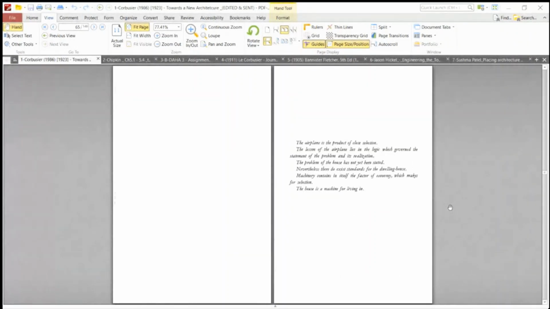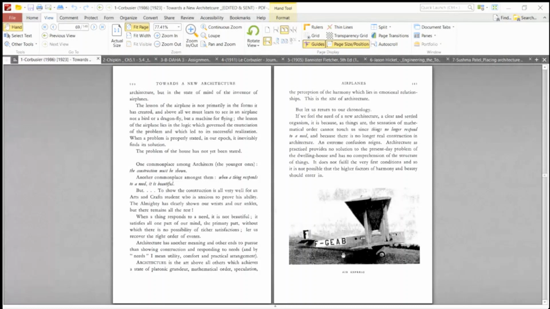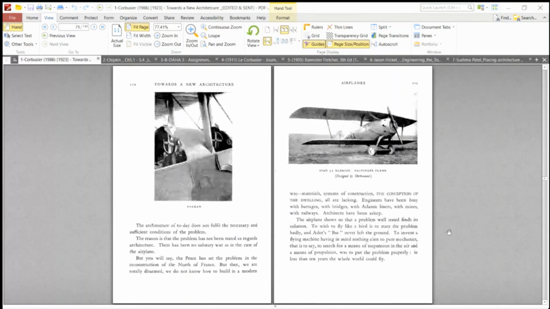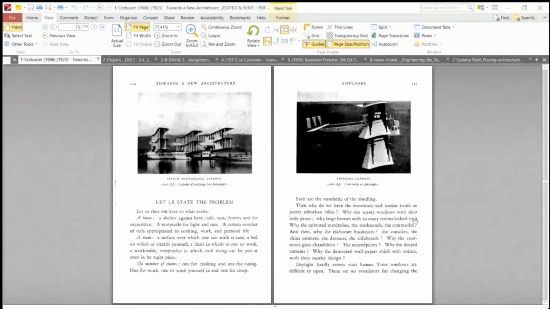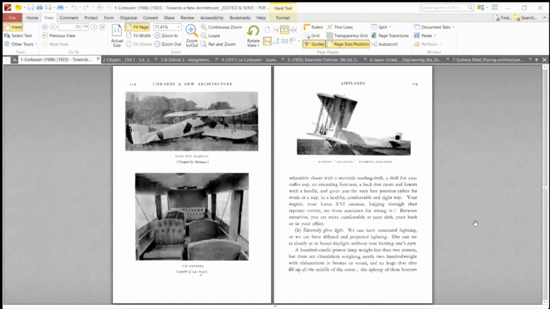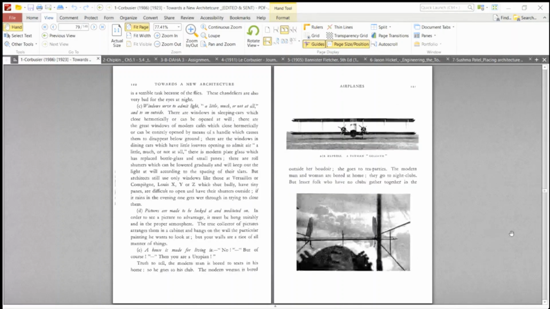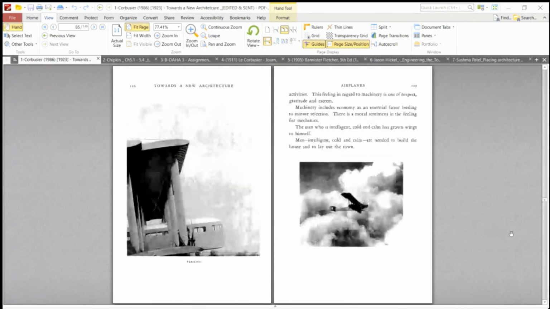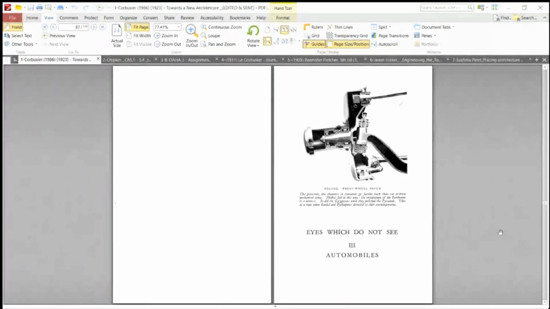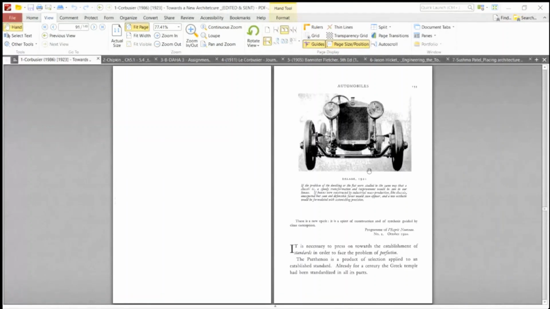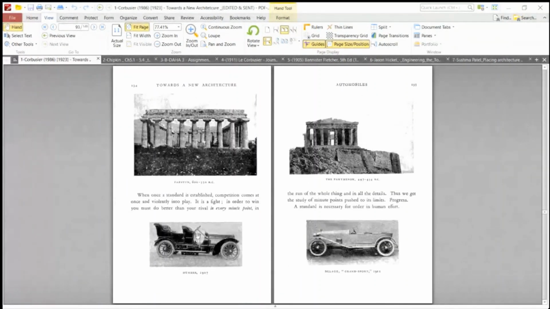Aeroplanes, another inspiration for architecture. Architects need to be inspired by these kind of shapes, these kind of aesthetics. This is what architecture must start to draw from. Automobiles, right? Silos, shipping liners. Now it goes on to automobiles. This is the inspiration for new architecture. It must draw from this stuff.